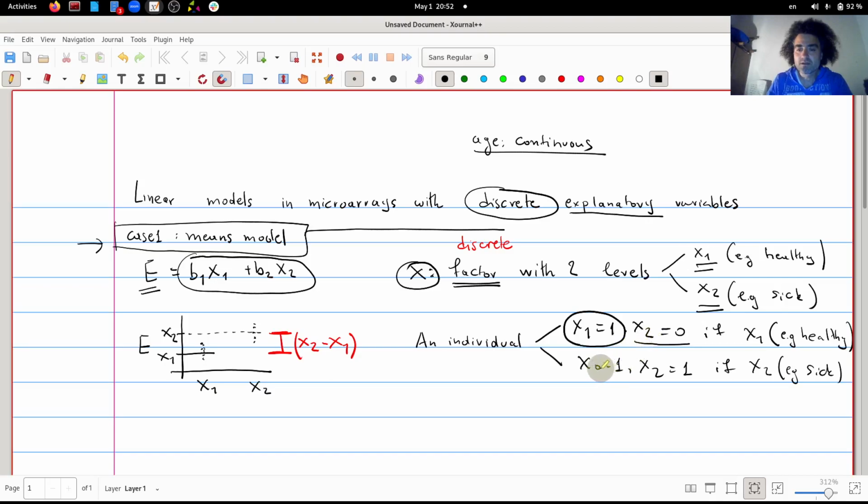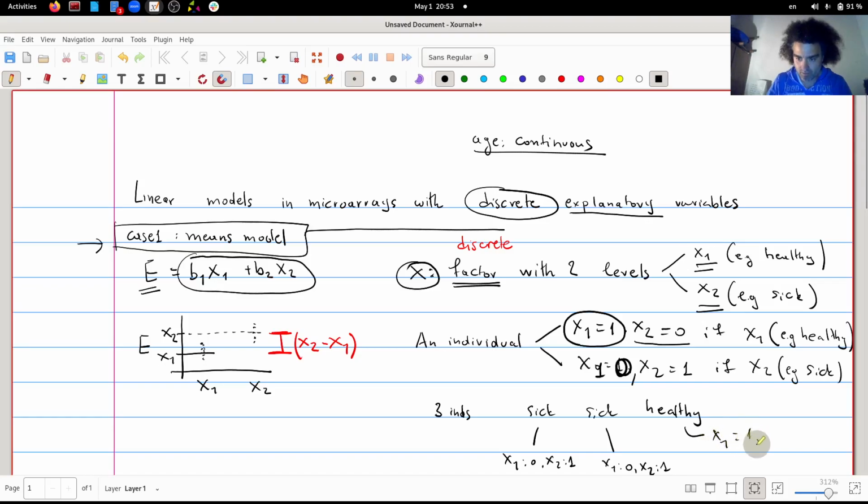And vice versa, if the individual is sick, then this individual will have 0 for the x1 level and 1 for the x2 level. So for example, if we have 3 individuals and these individuals are sick, sick, healthy, then the values of x1 and x2 for these 3 individuals will be, for the first one, x1 0 and x2 1, the second one the same, x1 0 and x2 1, and the third one x1 1 and x2 0.